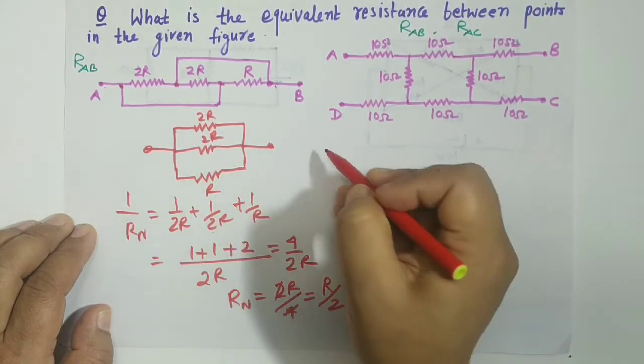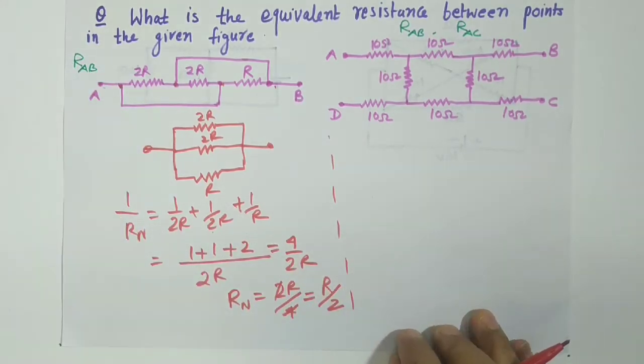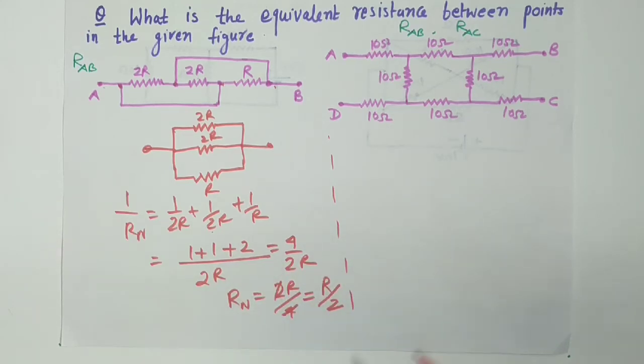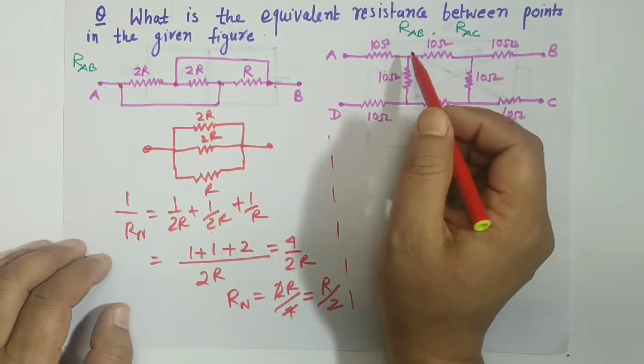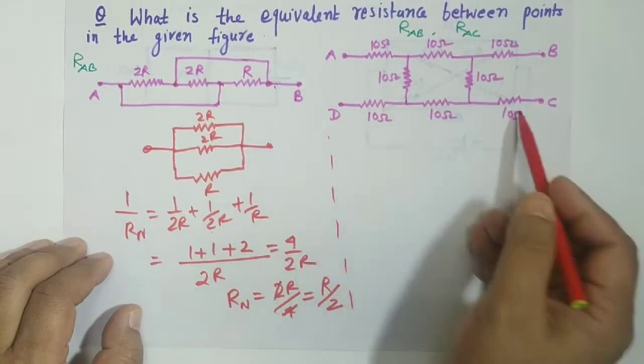So this is the first answer for this one. Very simple. All 3 are in parallel, so you just add them and you will get the answer. Now in this case, this is an important question. What is the equivalent resistance between A and B, A and C?